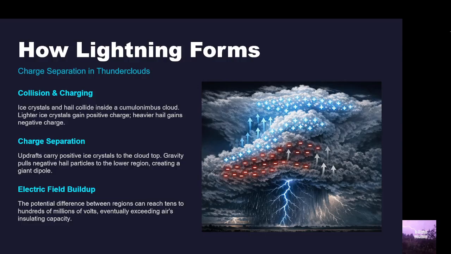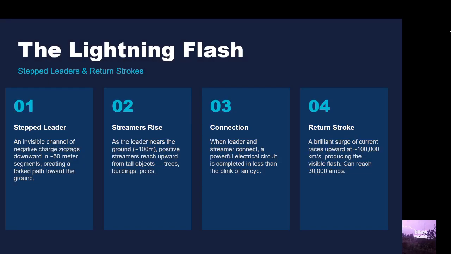Electric field buildup. The potential difference between regions can reach tens to hundreds of millions of volts, eventually exceeding air's insulating capacity. The lightning flash: stepped leaders and return strokes.